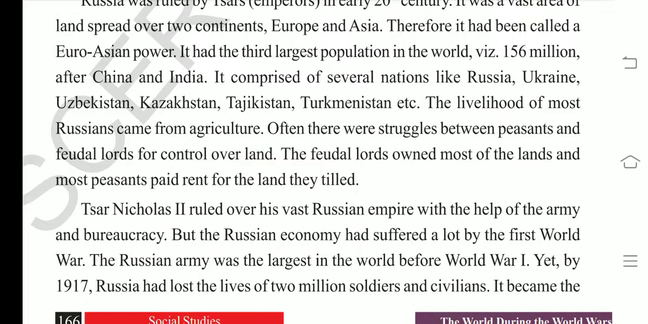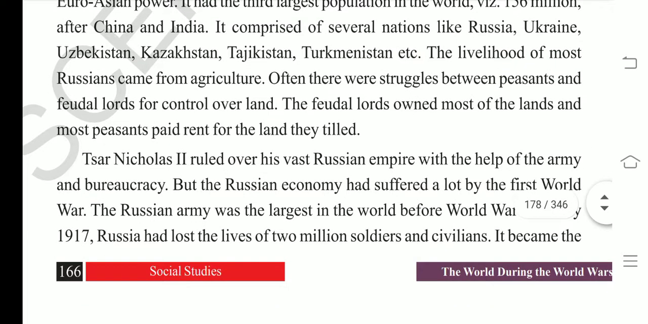Feudal lords were the owners of the lands. They owned vast lands and they rented the lands to the peasants at a high rent. So peasants were looted by feudal lords. Feudal lords exploited the peasants with a high rent. That was a struggle continuously going on in the Russian Empire.